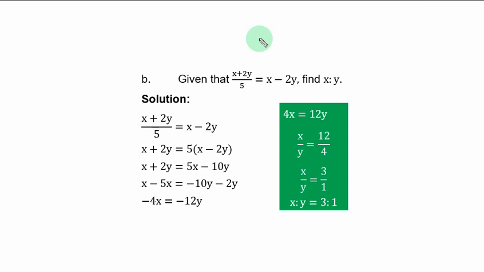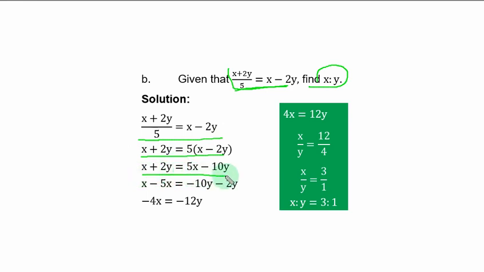Question 2b. Given that S plus 2y over 5 is equal to S minus 2y, find S ratio y. So first, we try to simplify the given expression such that we have S over y, that is a fraction, then we obtain the ratio. So first, let us multiply through by 5 to clear the fraction. You have it in this form. If you open the bracket on the right hand side, you have it in this form.